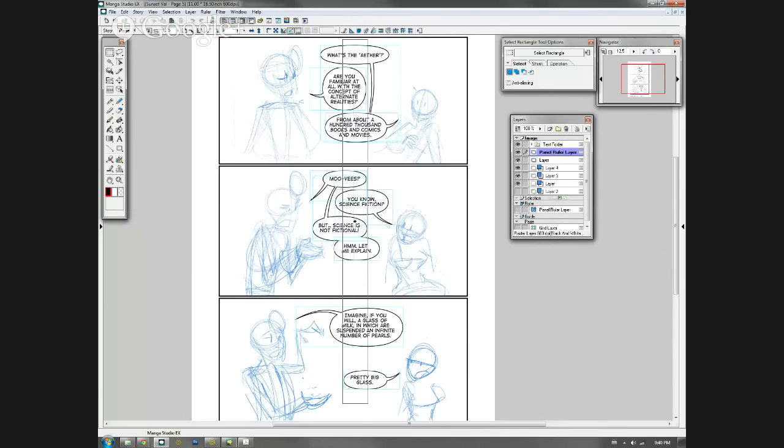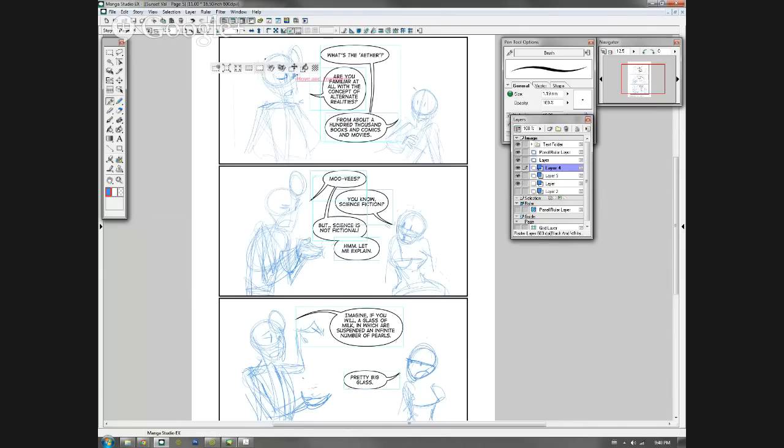My flow of conversation is happening in that direction. Why is this not working? Oh, because I've got a selection, clear selection. I'm seeing the characters like this, but I'm reading them in this direction, all the word bubbles.